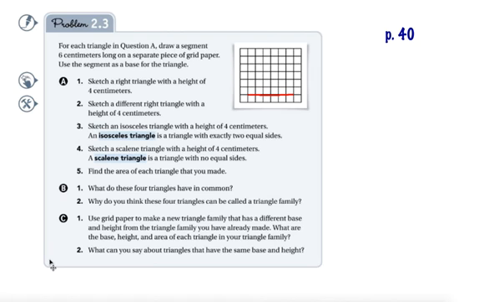Again, you're going to be using grid paper, and they give you some rules here to follow. So when you are done with that, go back to classroom, and it will tell you ACE problems for tomorrow that are due. Good luck.